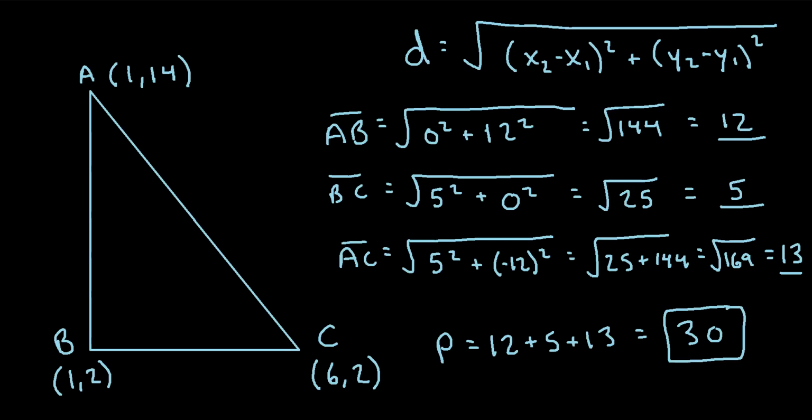So you can use this exact same process with the distance formula to find the perimeter of any triangle if you're given just the coordinates of the vertices.